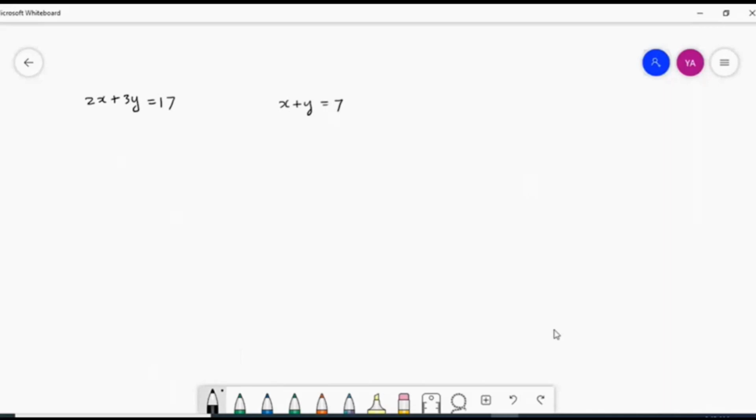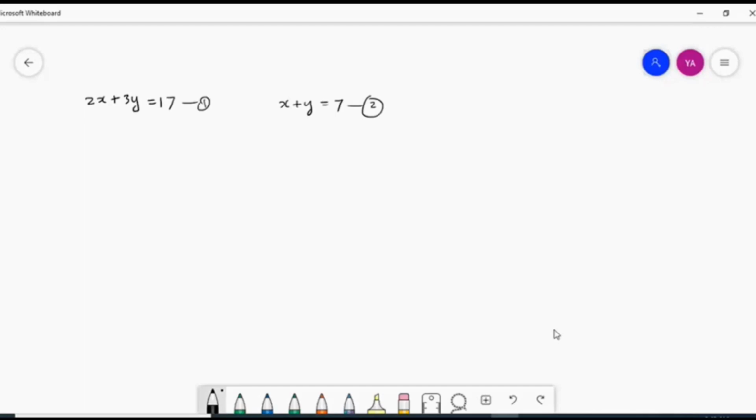Here the coefficients are not equal, right? Here 2x in the first equation, and in the second equation only 1x. So the coefficients of x are not equal. And what about the coefficients of y? Here 3y in the first equation, and in the second equation only 1y.